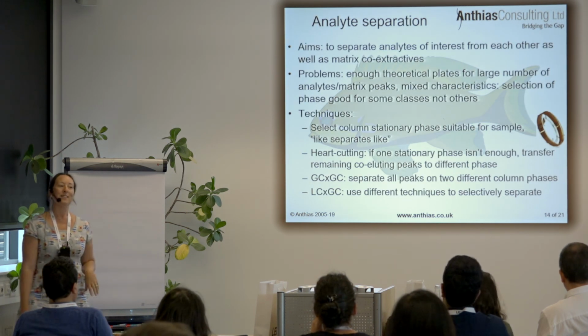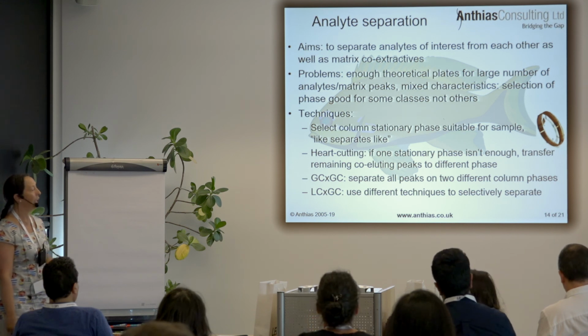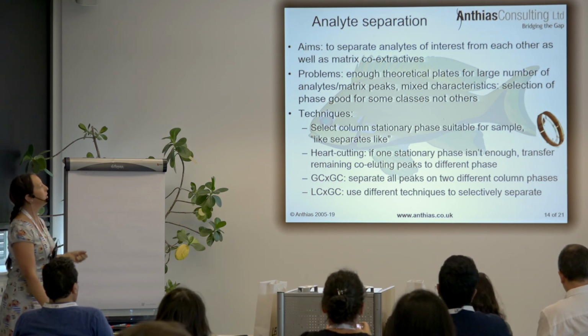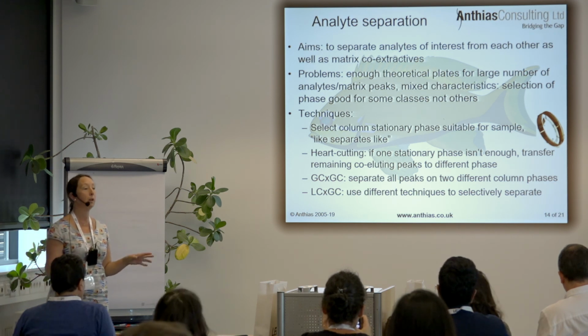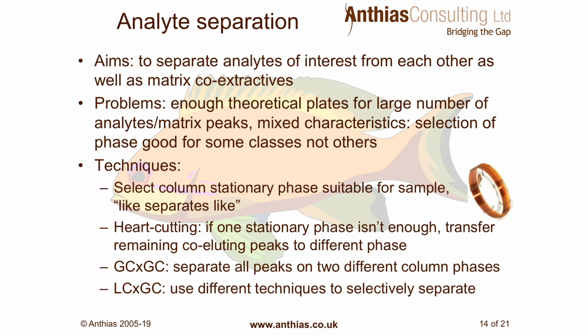Next step in the process is our analyte separation. So here, the aim is to separate the analytes of interest from each other, as well as any co-extracted matrix components. So the problems are: are there enough theoretical plates for the large number of analytes and matrix peaks? We could get mixed characteristics, so therefore a selection of the phase is good for some classes of compounds and not others.